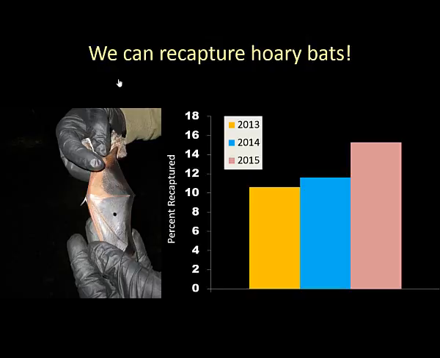But it turns out that we're actually relatively successful. After the finding in 2013 that we could recapture bats, we've now switched to PIT tags, and our recapture rate within a season has been on the rise since then. About 15% of the bats we capture now are recaptures. Part of this has to do with the increasing amount of effort that we've been putting into recapturing bats.